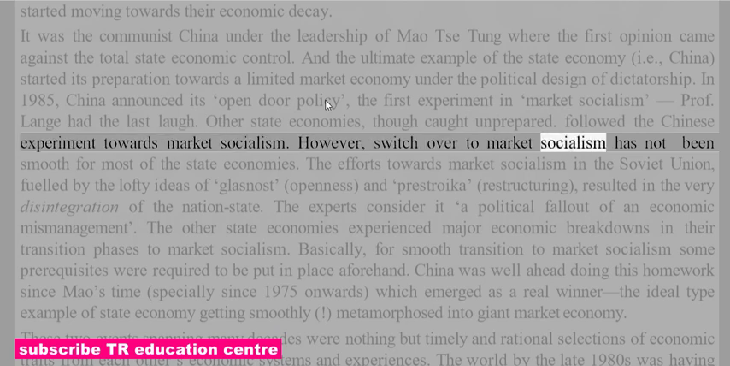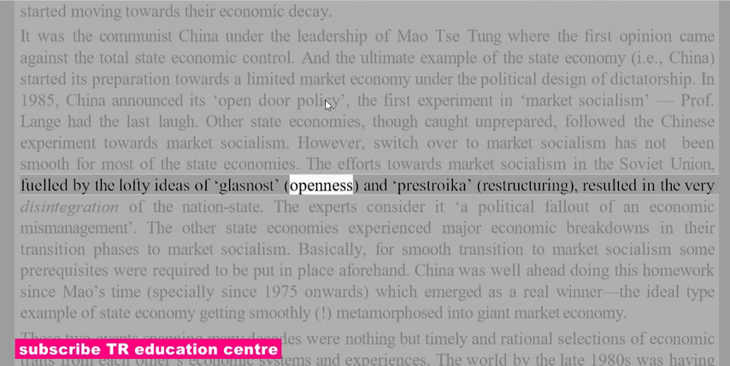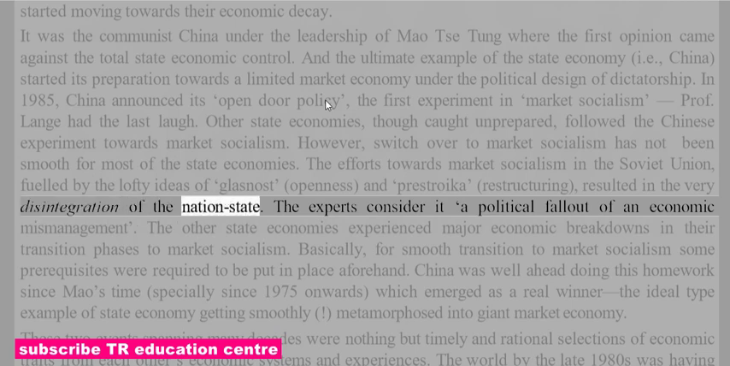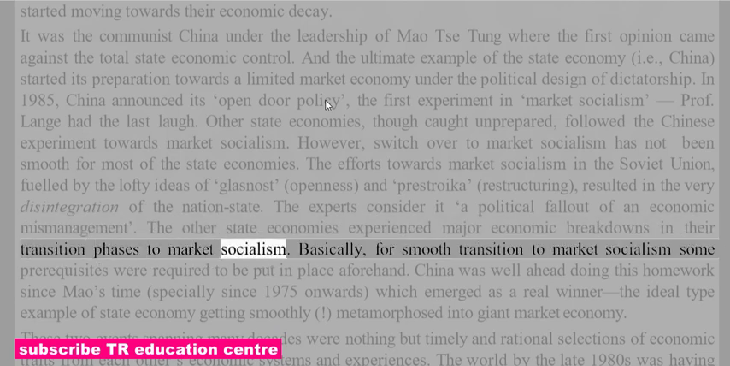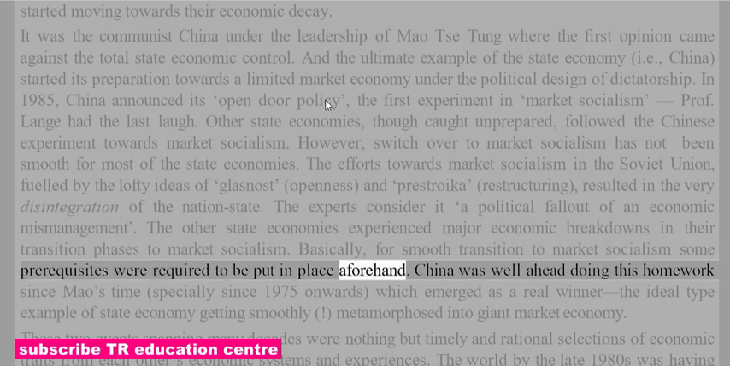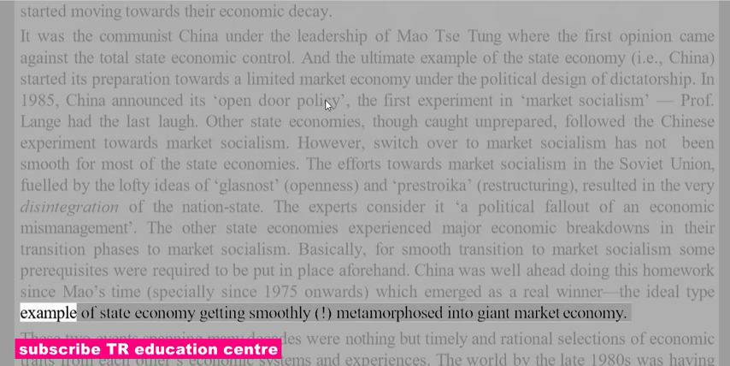However, the switch over to market socialism has not been smooth for most of the state economies. The efforts towards market socialism in the Soviet Union, fueled by the lofty ideas of glasnost, openness, and perestroika, restructuring, resulted in the very disintegration of the nation-state. The experts consider it a political fallout of economic mismanagement. The other state economies experienced major economic breakdowns in their transition phases to market socialism. Basically, for a smooth transition to market socialism, some prerequisites were required to be put in place beforehand. China was well ahead doing this homework since Mao's time, especially since 1975 onwards, and emerged as a real winner, the ideal type example of a state economy getting smoothly metamorphosed into a giant market economy.